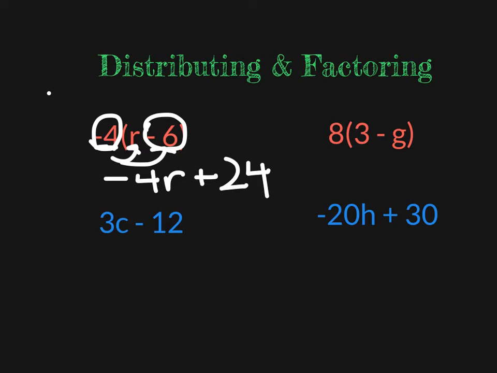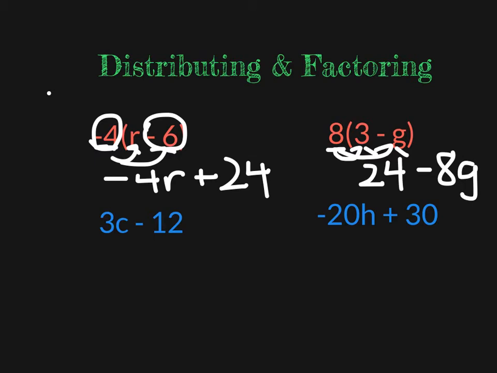I can't simplify that anymore. The second problem is 8 times the quantity 3 minus g. Again, I take the number outside of my parentheses and I multiply it by my first term. 8 times 3 is 24. And then again, I think of that as 8 times a -g, which when I multiply a positive and a negative, it's negative. So that would be 24 minus 8g.